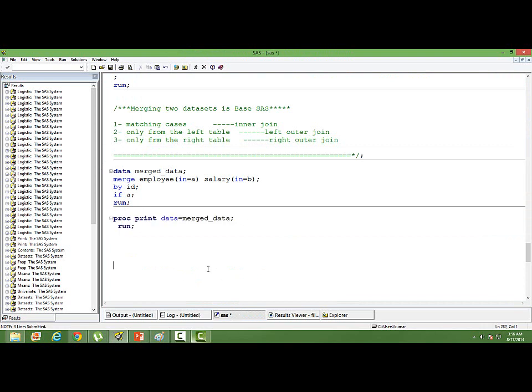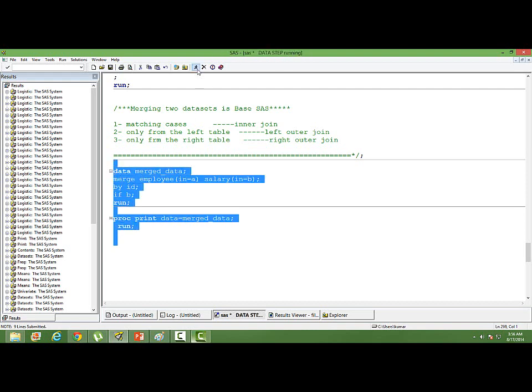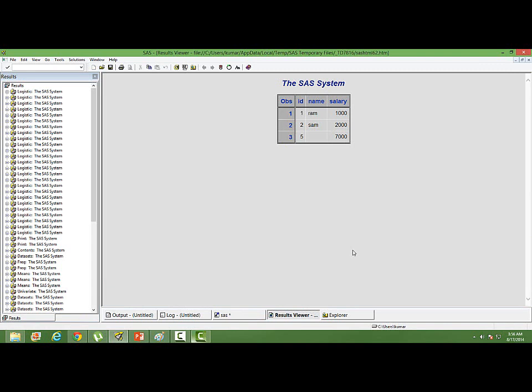Similarly, we can do the right outer join. The only change that we need to make is if B. All information from the second table or the second dataset, and only the matching information from the first table. Right, IDs are 1, 2, 5. It's there in the second dataset and their corresponding salary. But names are available only for 1 and 2, because name is coming from the first dataset. So we don't have names there for ID 5.